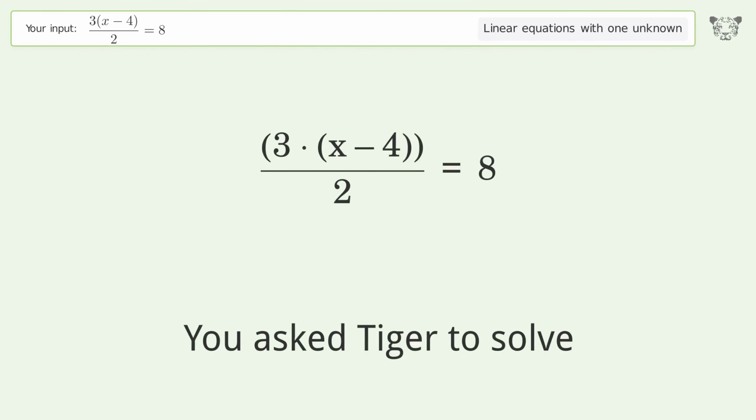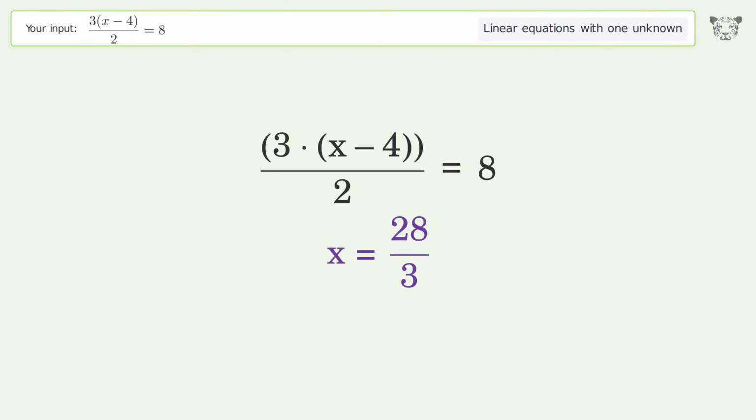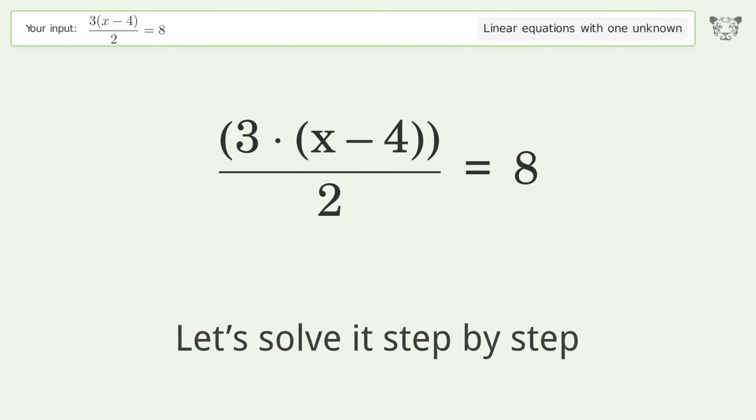You ask Tiger to solve this. This deals with linear equations with one unknown. The final result is x equals 28/3. Let's solve it step by step.